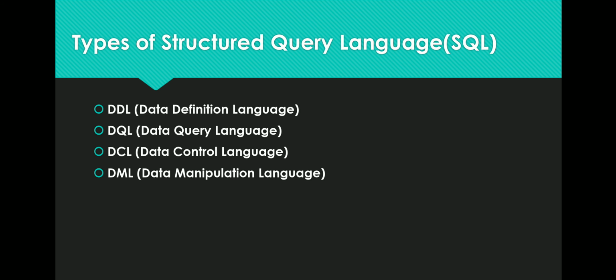Types of structured query language. There are four types of SQL: DDL, data definition language; DQL, data query language; DCL, data control language; DML, data manipulation language. Let us see in detail about all these.